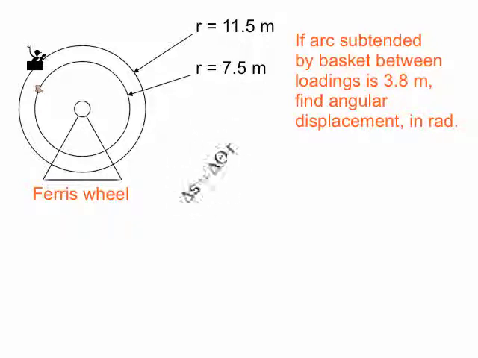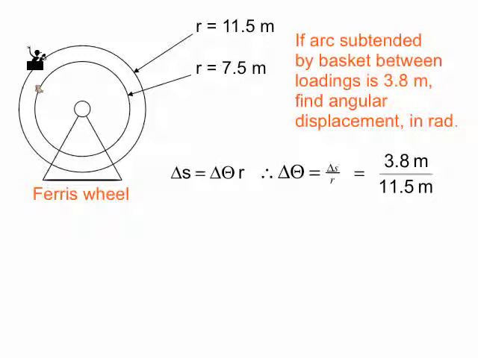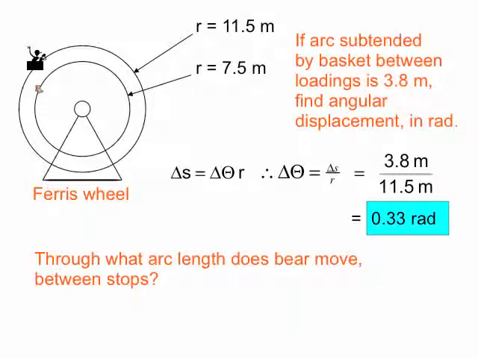Okay, so let's get our equation for arc length. Turn it around, or maneuver it, so that we are dealing with angular displacement. Our arc length is 3.8. Our radius is 11.5. So that's where the basket is. That means we've gone 0.33 radians. That's the angular displacement.